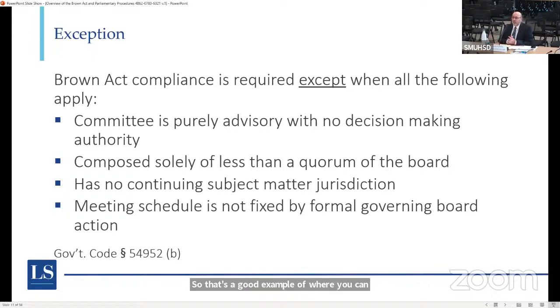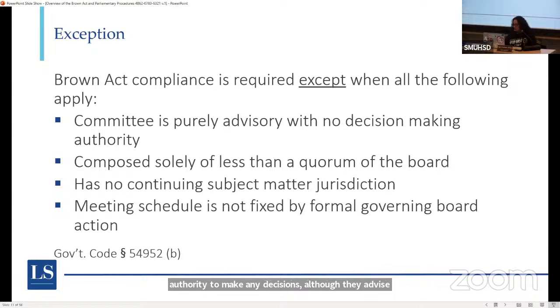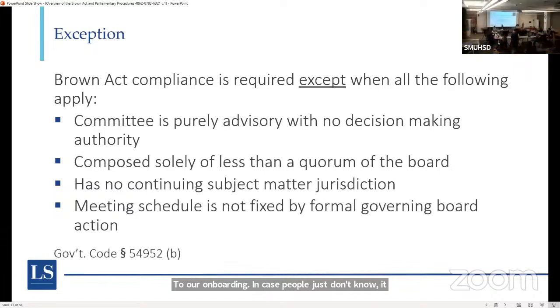So this is also where it gets confusing for folks that have been on commissions and boards that don't have authority to make any decisions, although they advise the, say, board of supervisors or council or whatever. So maybe we should add something like this to our onboarding in case people just don't know. It does get confusing.